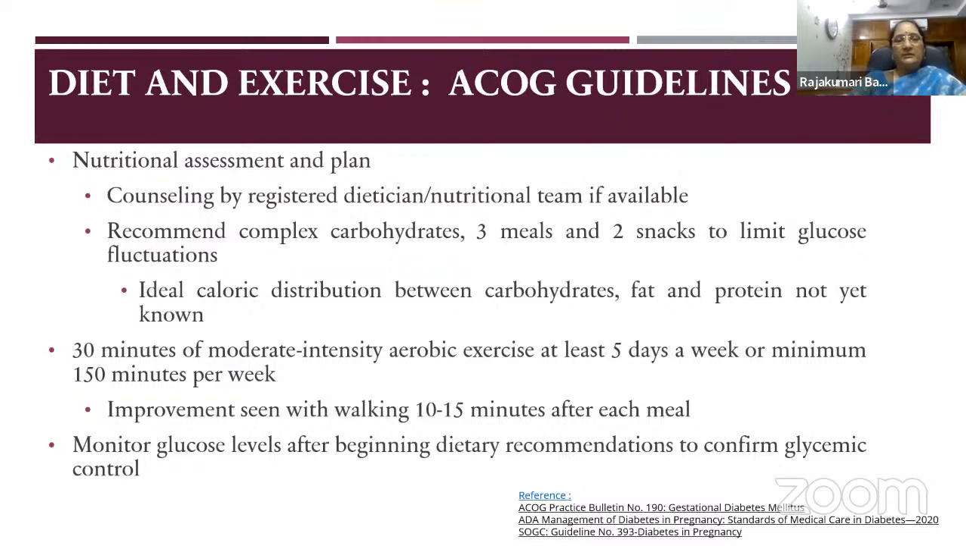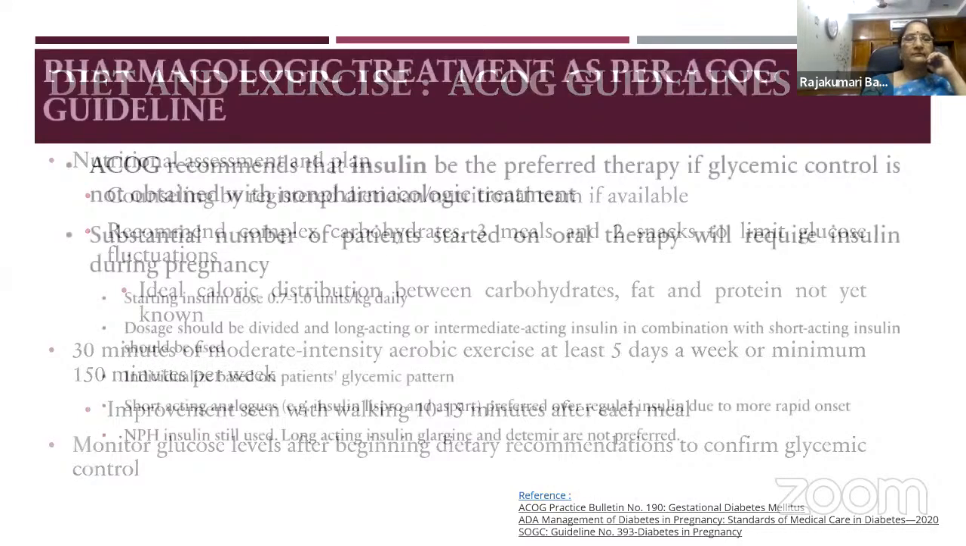We should distribute the calories. We shouldn't dump them at a time. We have to advise them to take meals at a gap of around 4 hours. 30 minutes of moderate intensity aerobic exercise at least 5 days a week, or minimum 150 minutes per week. If they can't walk at a stretch, we can advise them to walk 10 minutes every hour. Monitor glucose levels after beginning dietary recommendations to confirm glycemic control.